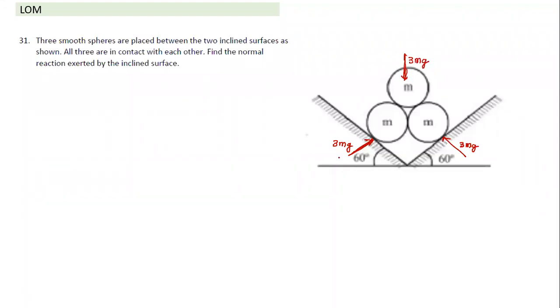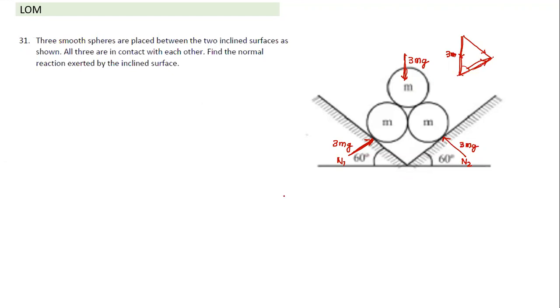If I call this reaction N1, and this reaction N2, quite clearly because of symmetry, N1 has to be equal to N2. If I draw the vector figure, if this is my 3 mg here, this one acts at an angle of 30 degrees from the horizontal. The angle between the two vectors is 60, so it will form an equilateral triangle, and all of them have the same magnitude.